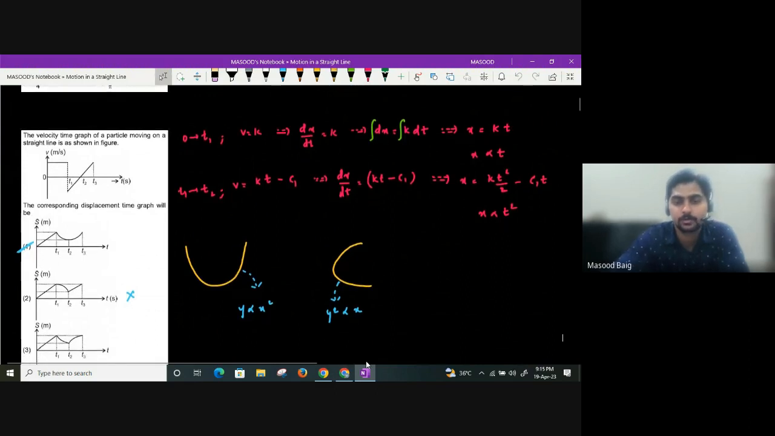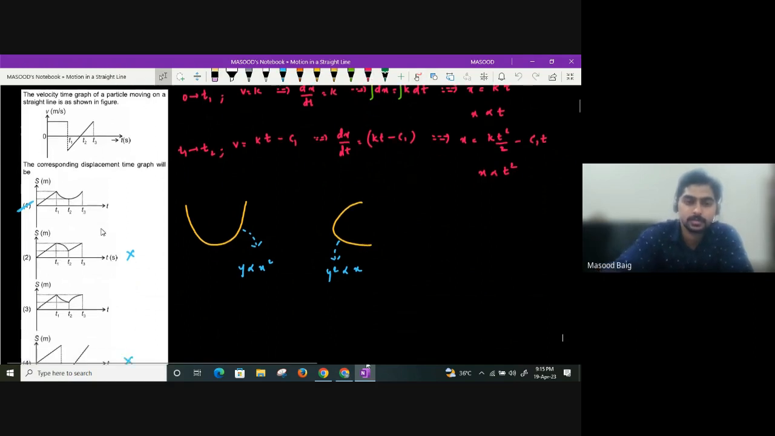y proportional to x square will follow this part of the graph, guys. And y square proportional to x will follow this part of the graph. So here we got y proportional to x first, which will follow a straight line passing through origin. Then we got y proportional to x square, so here you will get a parabola again, this type of parabola. That is the reason the first option would be the correct answer.